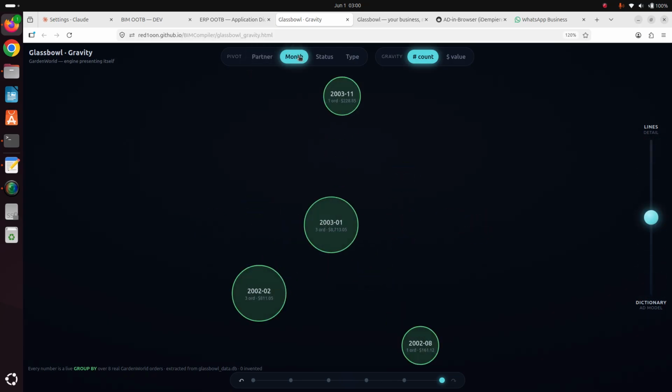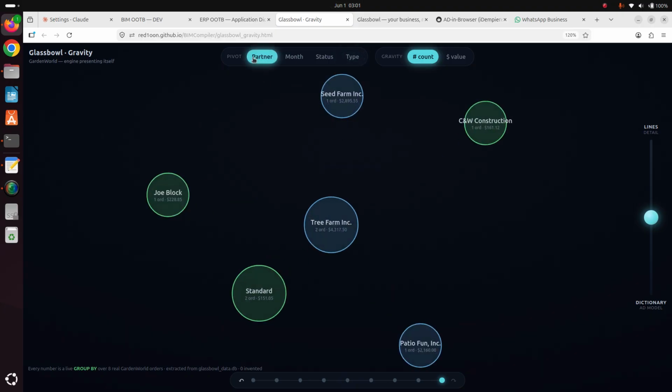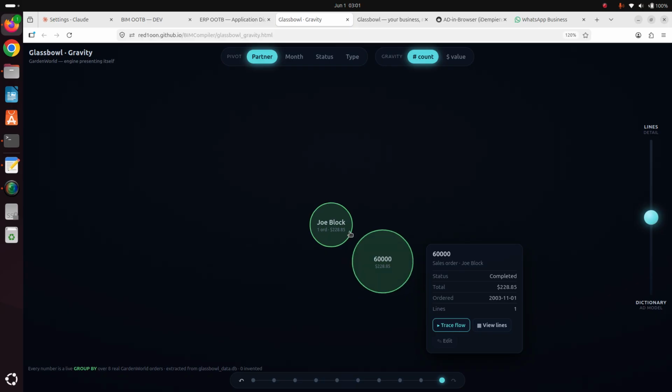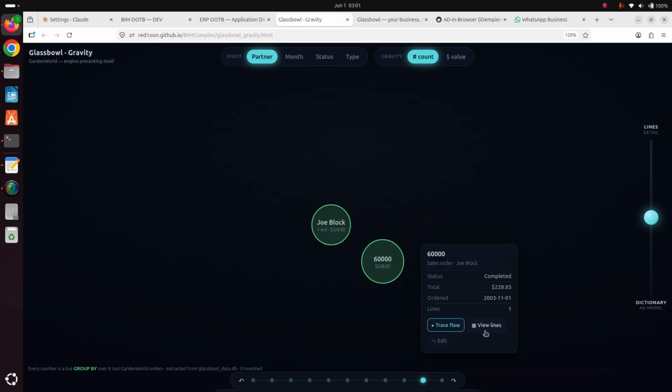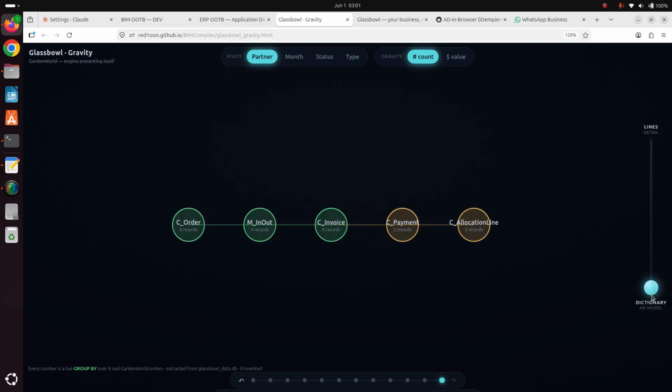You can have amount, status, type, all right? Your orders. You can have your partner, right? And you can trace if this document goes to other documents, or you can just view its lines. So you just trace it. Okay. And again, you can go back. See the lines. Okay. Not much. It's very intuitive, very low learning curve. I can go by period.